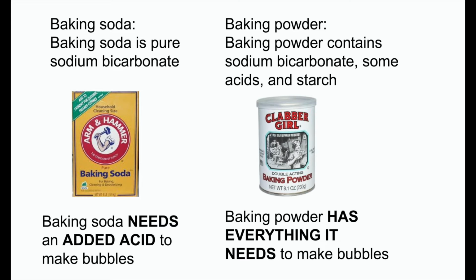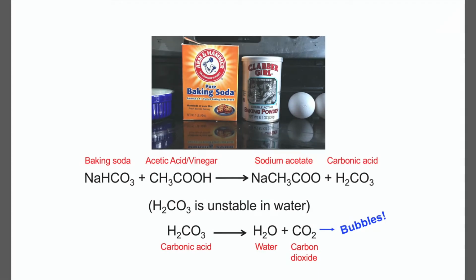And so when we're using recipes, we can't just substitute baking soda for baking powder. It doesn't work that way. If we're using baking soda, we need to make sure that we add an acid to our recipe. And that's one of the reasons why we're using buttermilk in this as well.